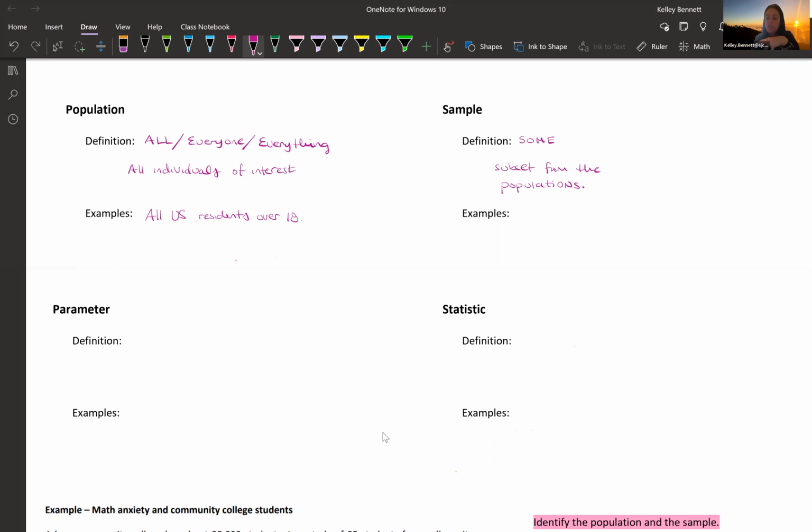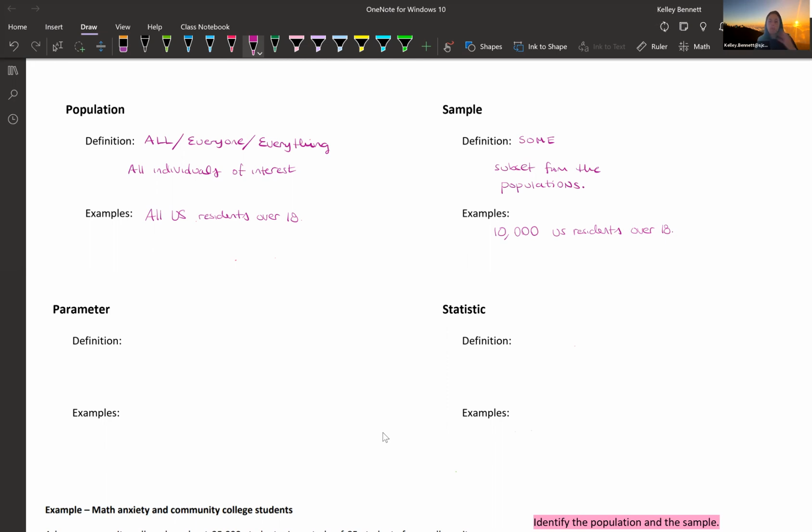So a lot of the times what we'll do is we'll get a sample. And so you might do maybe, I don't know, maybe let's just ask 10,000 US residents over 18. So you can see that it's just a subset of our population.